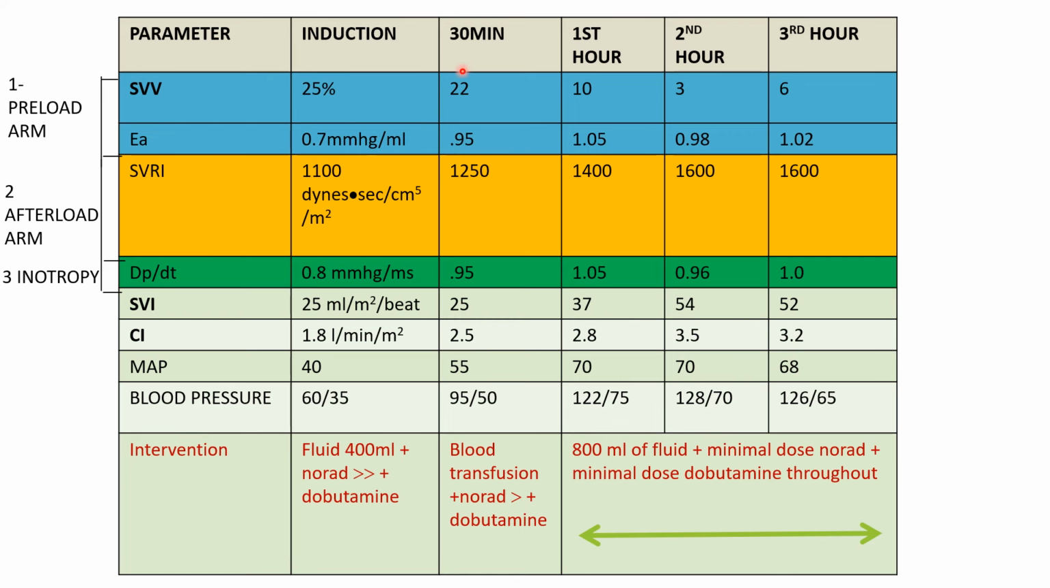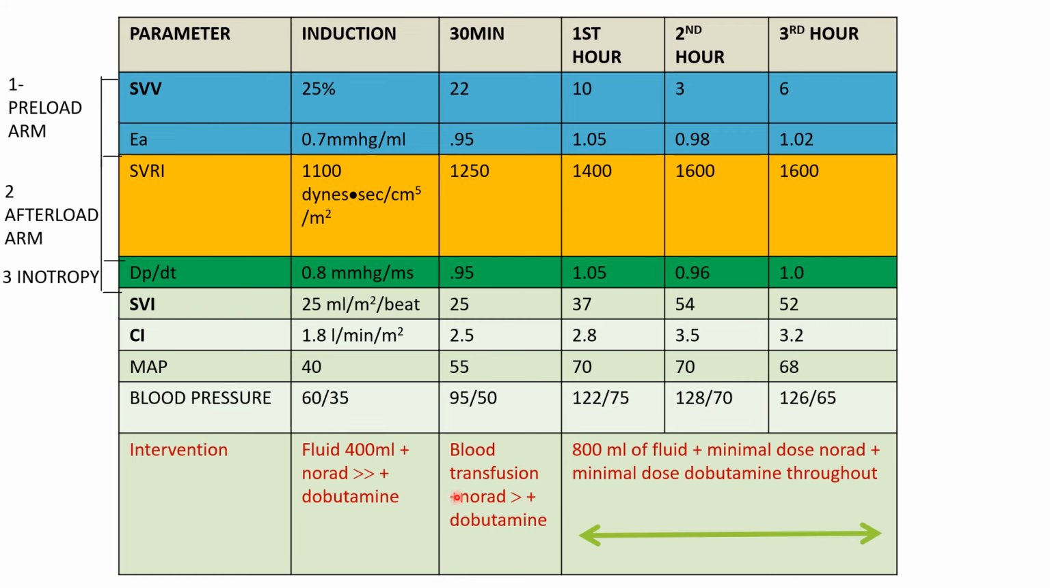Now 30 minutes into the surgery, I again see the monitor. My stroke volume variation is 22. Now, is my patient fluid deficient? Yes, he is still fluid deficient. Now I ask question number 2, Ea dyn. Whether my patient is fluid responsive? The answer is still no. He still needs vasopressor. Now coming to the third point, the SVRI, that is the afterload arm. My afterload is still low. It is not increased to an extent that I increase the oxygen demand for my heart and decrease inotropy, but it's still low. And my dP/dt has somehow increased to 0.9.